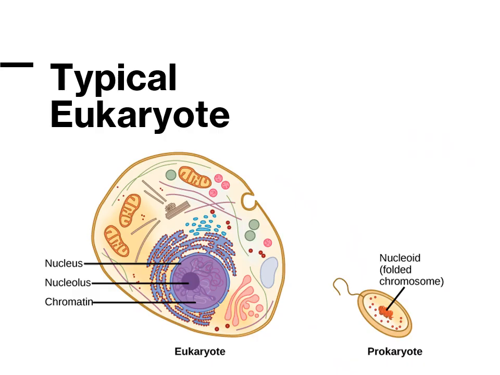Here, we can see a comparison between a typical eukaryote and a typical prokaryote. Before we discuss some of the major differences, I'd like you to pause the video and quickly note down 2 or 3 differences that you can observe between the cells.